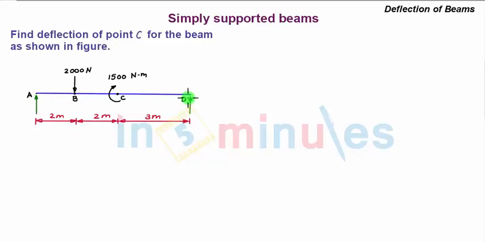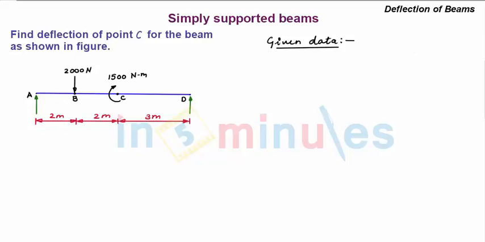This blue line represents the beam and it has one downward force of magnitude 2000 Newton at point B and a clockwise couple of 1500 Newton meter acting at point C. Points A and D are its supports and these forces are at distances as shown in the figure.